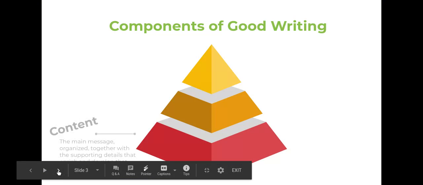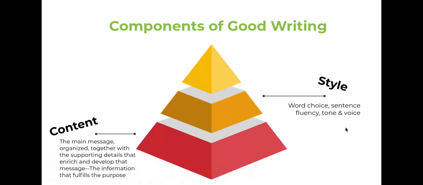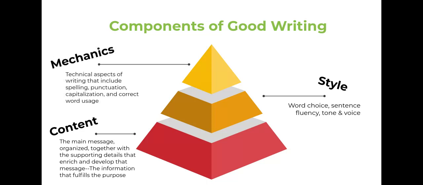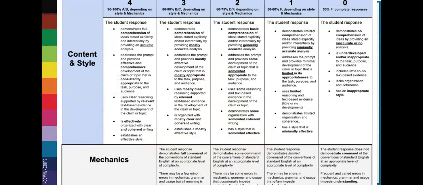So some components of good writing. We need to make sure our content is good, meaning the main message is organized, you have supporting details, you're staying on topic, etc. We also need to make sure our word choice, sentence fluency, tone, and voice are good as well. And then mechanics, this is the grammar aspect, the punctuation, the spelling, correct word usage. So we're going to go through all of these things. Here is the lovely rubric that we will be using. So you can kind of take a look at this and we're going to go through it.